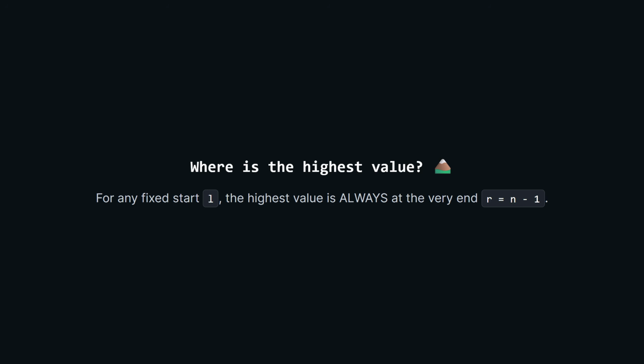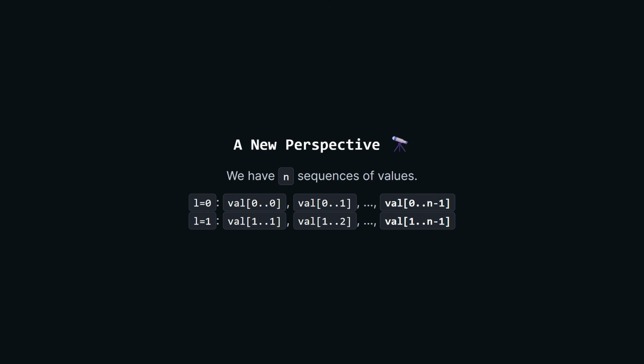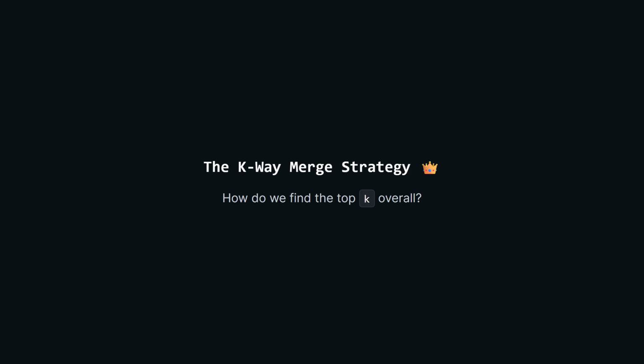This means, for any starting position we choose, the subsection with the highest possible score will always be the one that stretches all the way to the very end of the list. So we can think of this as having n different sequences of scores, one for each starting position, and within each sequence the scores go from smallest to largest. The problem now becomes, how do we efficiently find the top k largest scores across all these different sorted sequences?